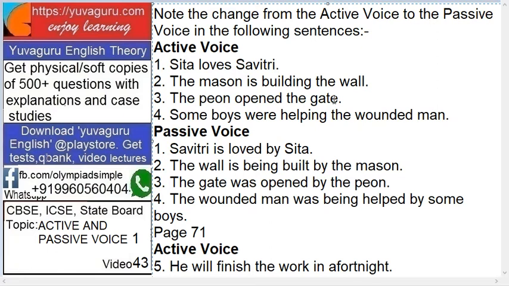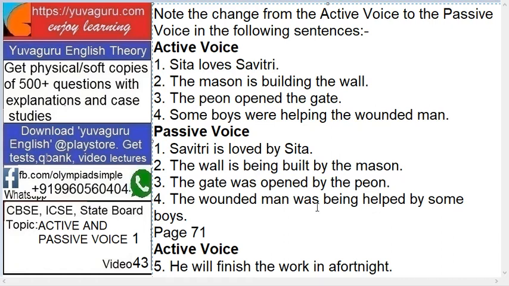The peon opened the gate. So active. Peon is acting. The gate was opened by the peon. So the gate is at the receiving end. See here, the subject changes. Here what is the predicate or the object, you can call it, that becomes the subject over here, and what is the subject in active becomes the object over here. Some boys were helping the wounded man. So boys were helping, boys were doing, active.